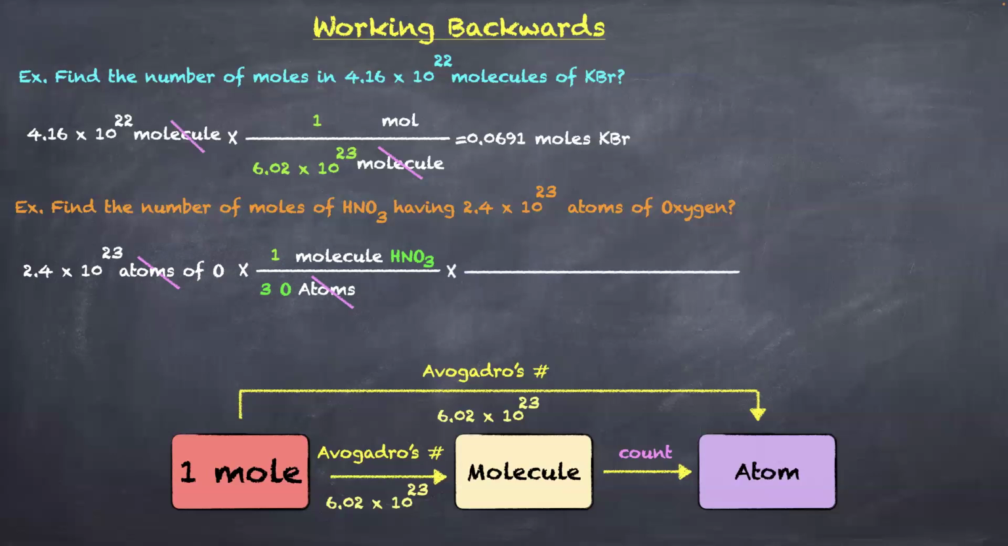Next step is to cancel the molecules and convert it to moles. So molecules has to go at the bottom, moles has to go at the top, and then same idea. For every 1 mole, there's always this many particles. So it's 6.02 times 10 to the 23 molecules. So this way, molecules of HNO3 cancel out, and our final answer would be in moles of HNO3.